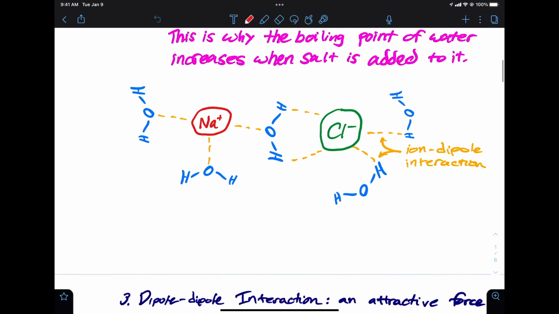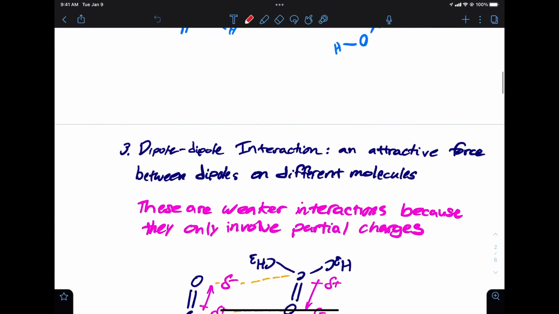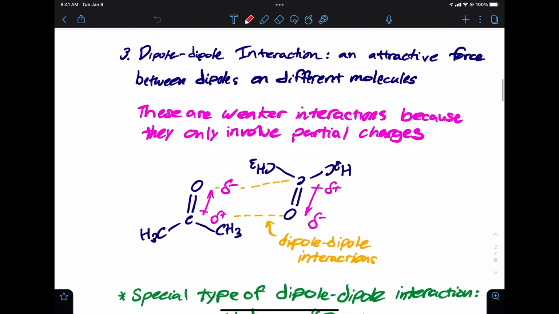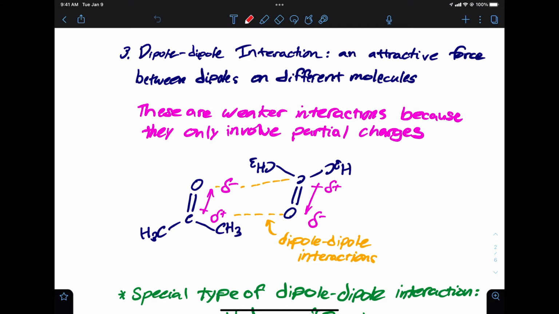Okay, third type. This is the type that we're going to break into two different subcategories: the dipole-dipole interaction. So this is an interaction, an attractive force between dipoles on different molecules. And again, these are weaker than the ion dipole because now we're only dealing with partial charges. There are no full charges in a dipole-dipole interaction.